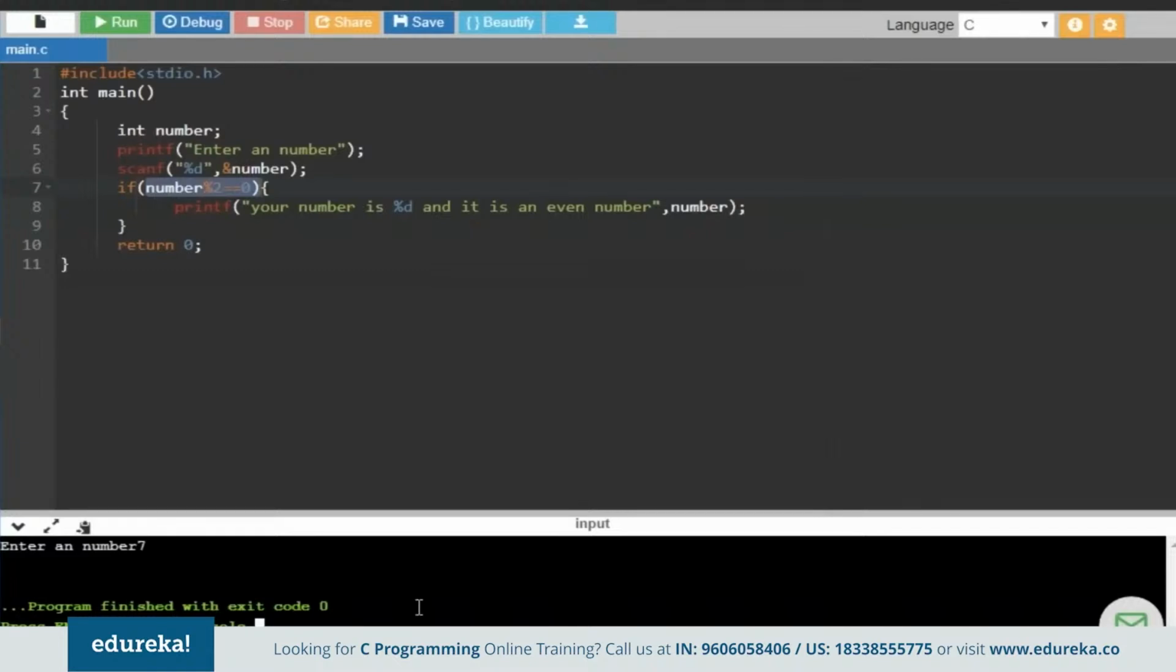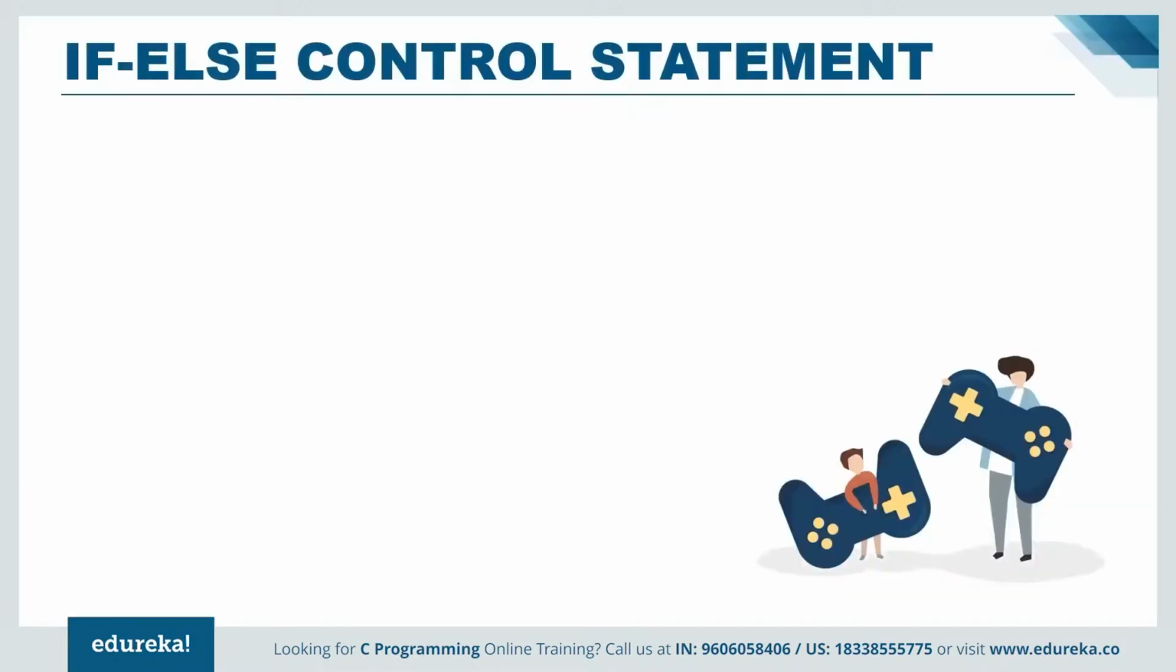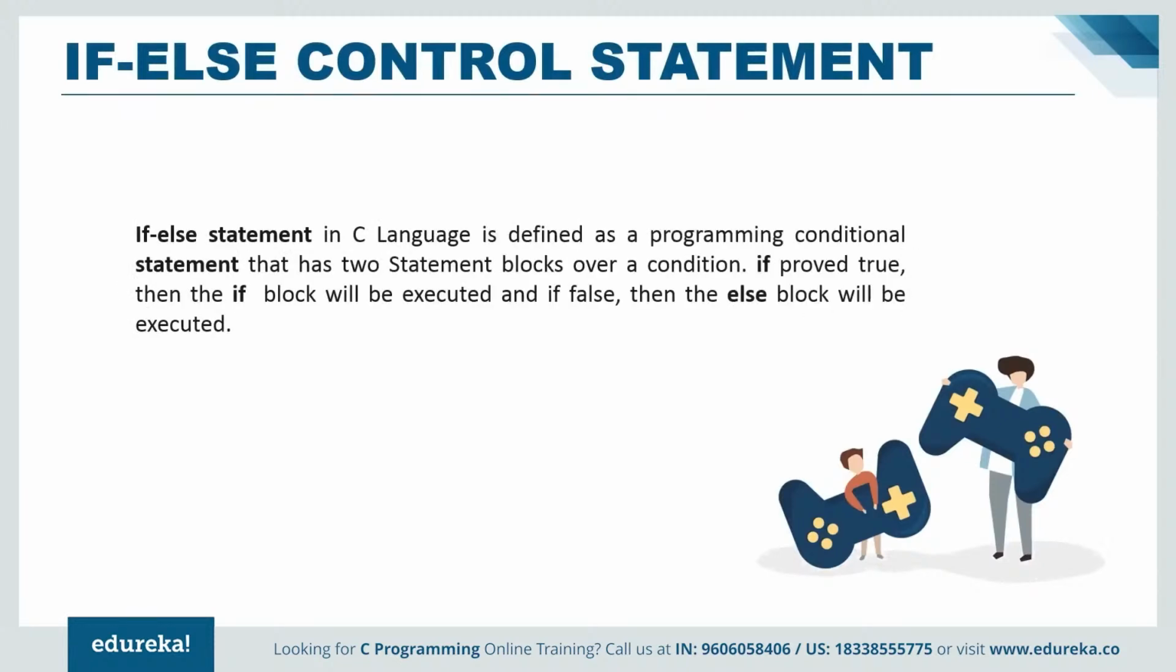Now, followed by this, let us understand the if-else conditional statements. The if-else control statement is similar to the if condition, but the only difference is that you will also have an else block here. Let us define it. The if-else statement in C language is defined as a programming conditional statement that has two statement blocks over a condition.